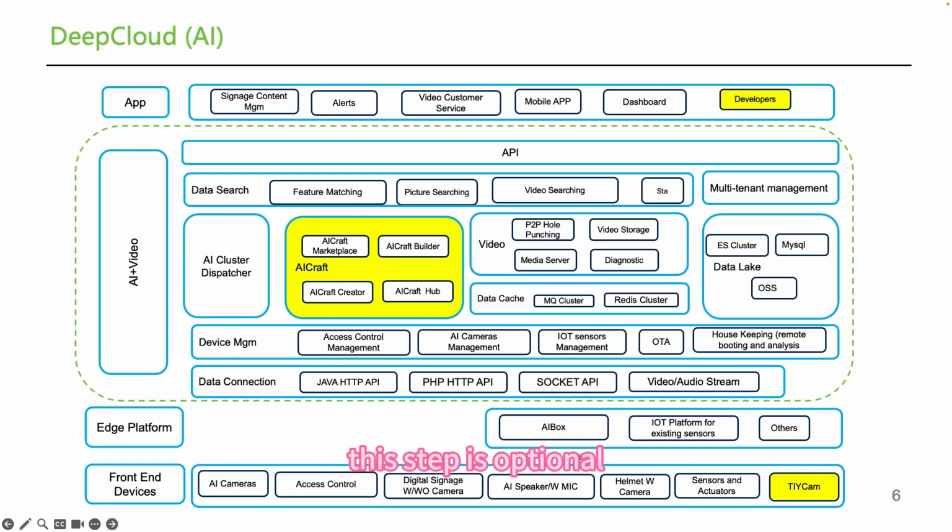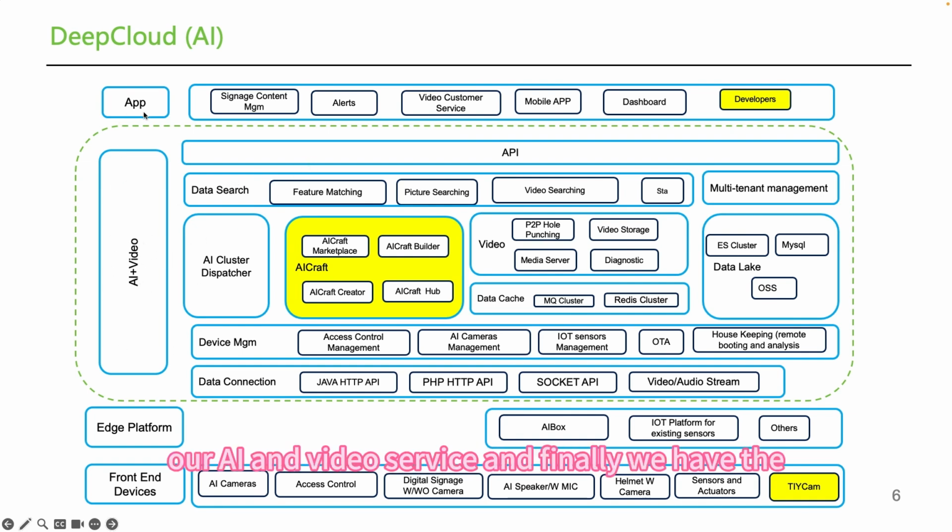This step is optional and can be switched, but no matter what, we have a third layer, this green stuff, which is the service we're selling. In the service we're selling, we have our data connection with its various features here. Device management. We have a data lake for storing our data. We have a data cache for caching it, video management, AI Craft, AI cluster dispatcher, a data search, and an API. All in all, it's our AI and video service.